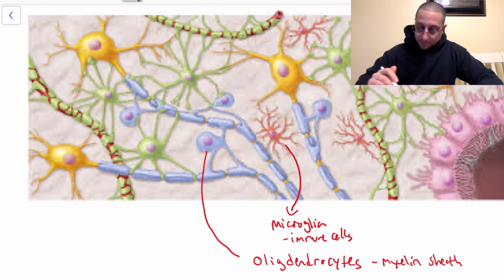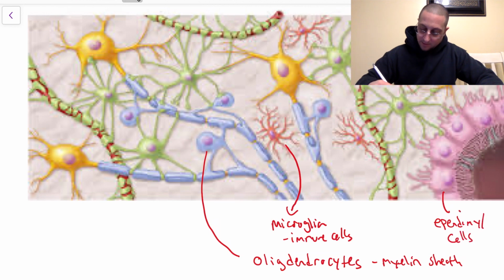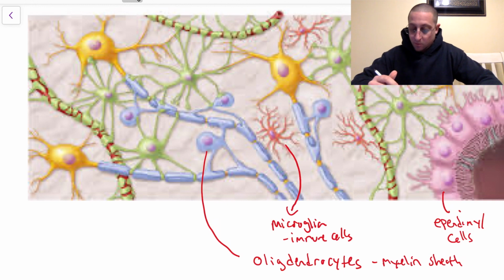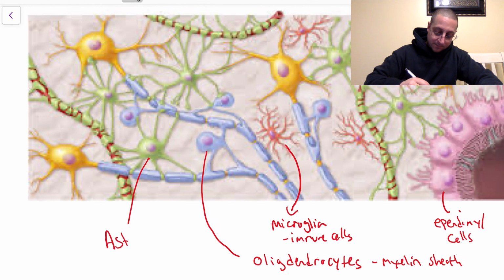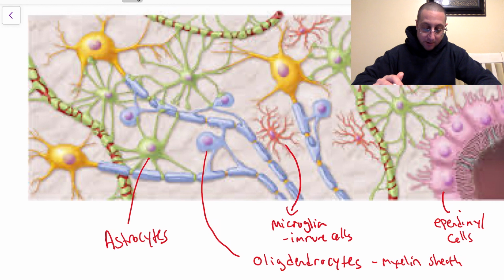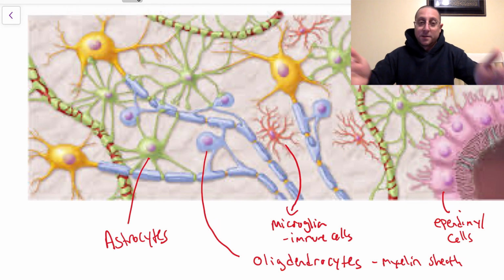Then over here we have our ependymal cells. And those are our epithelial cells. They're simple cuboidal, and they secrete the cerebrospinal fluid. And they swoosh it around with their little cilia. And then the last one, my favorite one, those are the astrocytes. And those are the blood-brain barrier. They provide structural and nutritional support to the neuron itself, as well as other things.